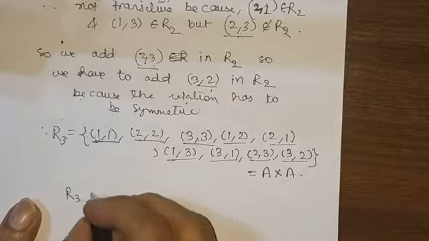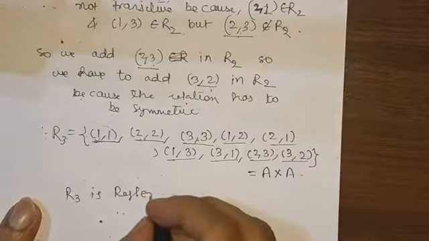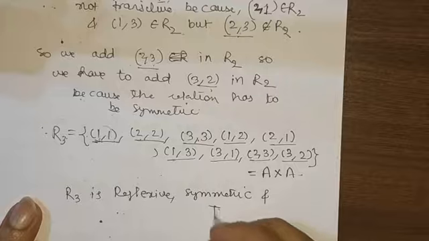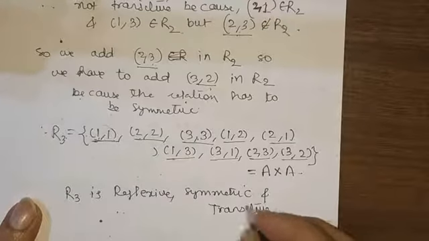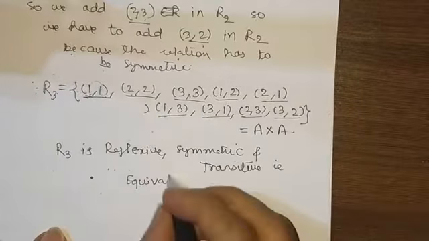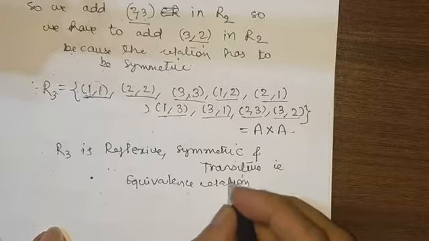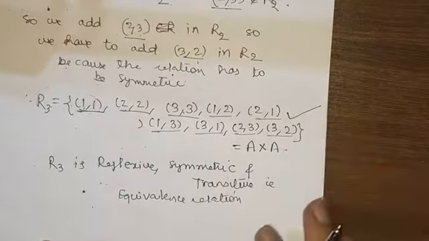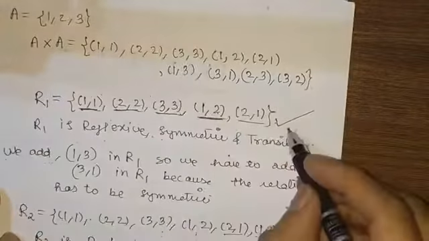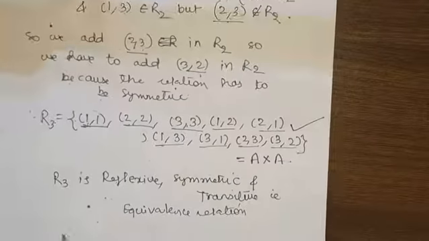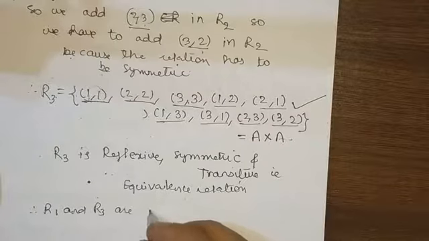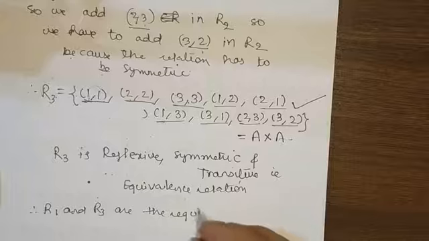So this relation R3 is reflexive, symmetric and transitive, that is, an equivalence relation. So this is one more relation that we got, which was an equivalence relation. This R1 also we had got. So R1 and R3 are the required relations.